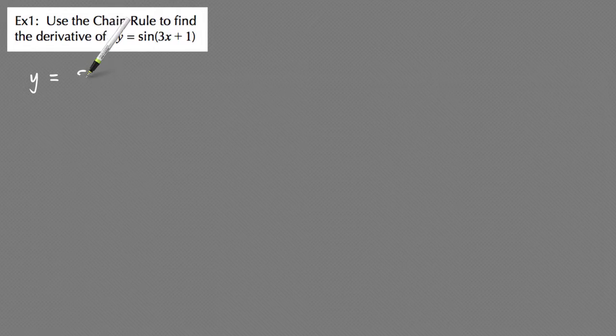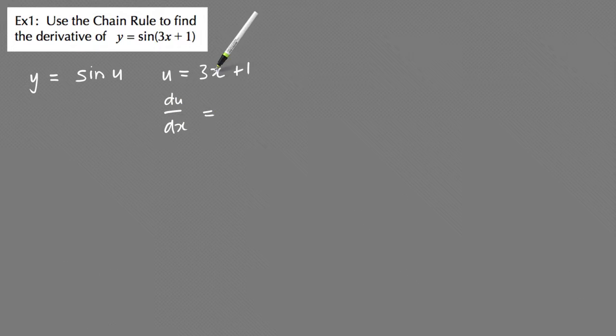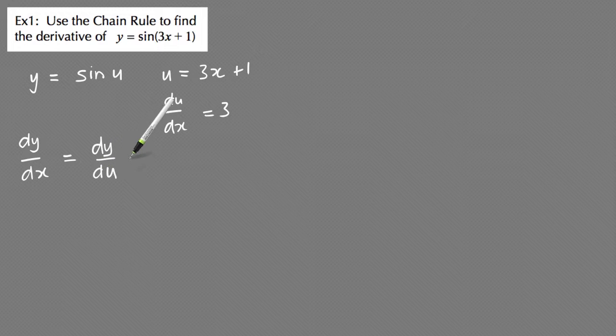The way you do it is to go sine of, and you replace this part here with another variable, u, where u is equal to 3x plus 1. Then you need du/dx, and the derivative of this with respect to x is 3. Deriving y with respect to x, dy/dx, the chain rule is dy/du multiplied by the derivative of u with respect to x.